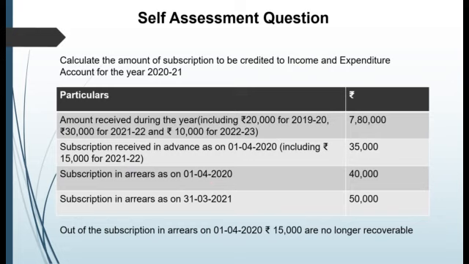They've given subscription arrears, nothing but outstanding, 40,000, and subscription arrears on 31st March 2021. This was outstanding, the beginning and end outstanding. Further, old subscription arrears of 1st April 2020 of 15,000 are no longer receivable. So this is to be written off. You remember in the account method I showed you that you put that on the credit side by debiting income and expenditure account in your subscription account. So please do try this question. Don't take the help of any outside source. Try this by yourself and check with the solution that I'll be uploading tomorrow.